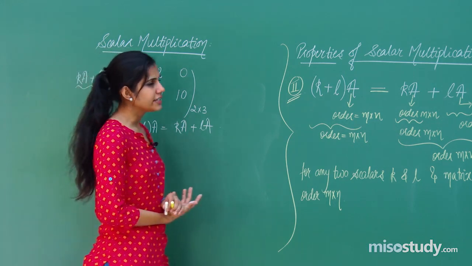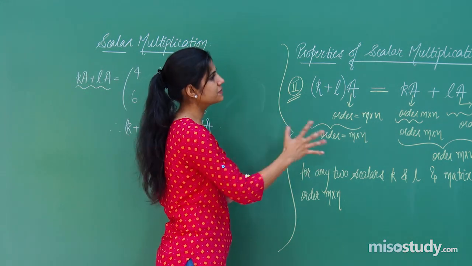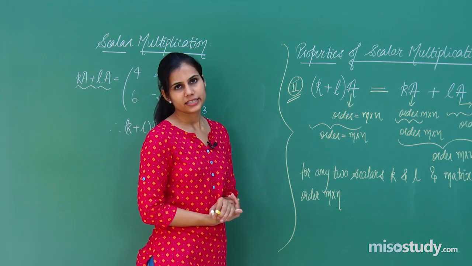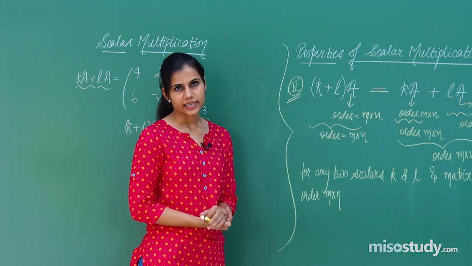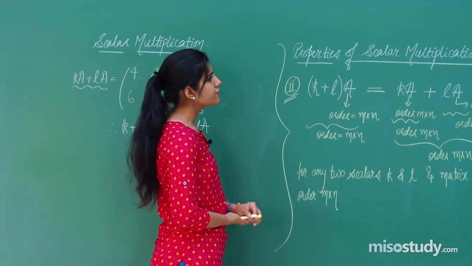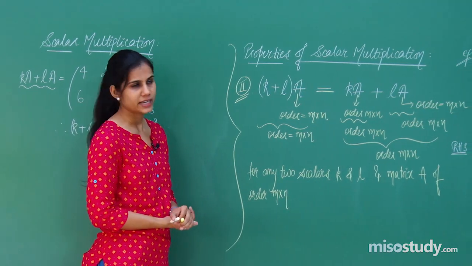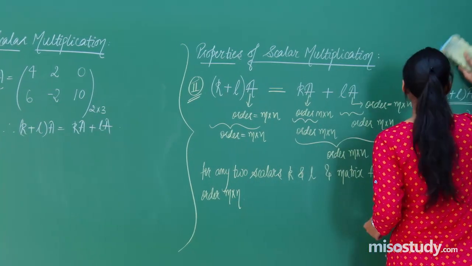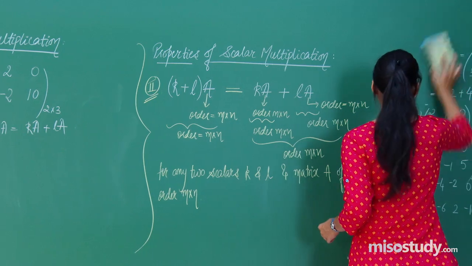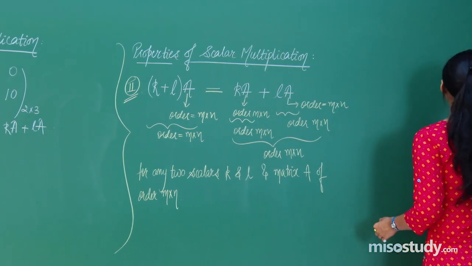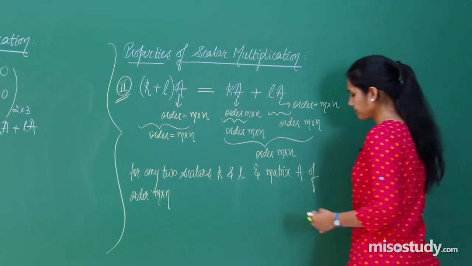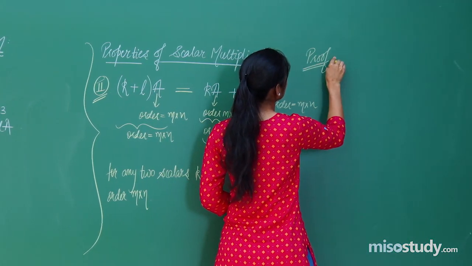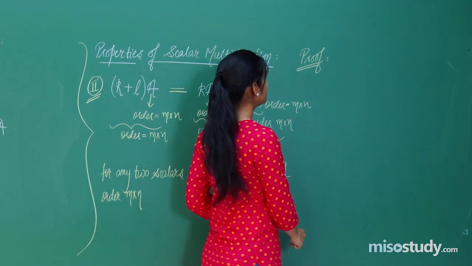This happens to be your very next property, but it is not just true for this matrix A or this K or this L. It is actually true for any matrix A, any scalar K and any scalar L. At one moment, if you have a matrix A, you have scalar K, you have scalar L, then in general also you have this property holding true. Let's prove that. How do you say and declare that this is true? Over here, if we move ahead with the proof, how do I talk about this?